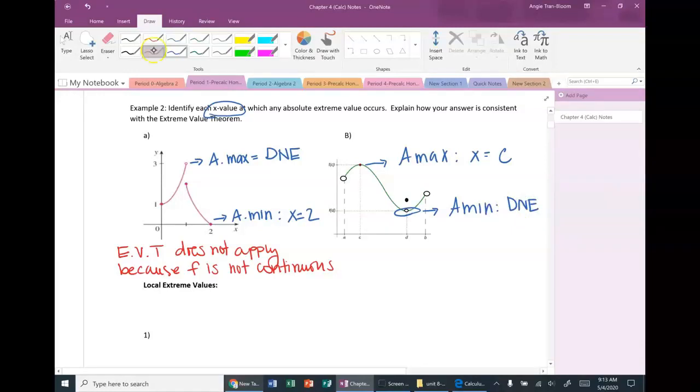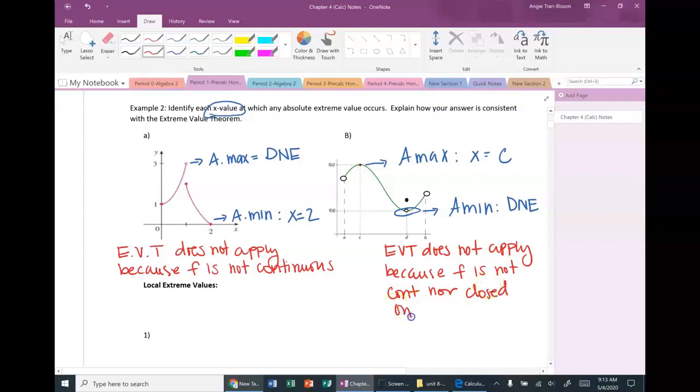Then we have to answer why it fails the extreme value theorem. The extreme value theorem does not apply. Well, this one fails multiple ways. Number one, it's not continuous. Number two, the endpoints aren't closed. So the extreme value theorem does not apply because f is not continuous nor closed on the endpoints.